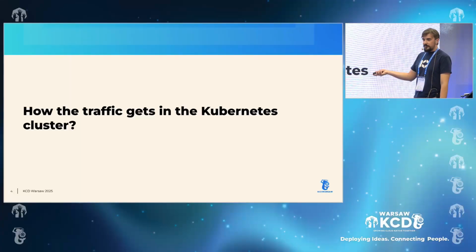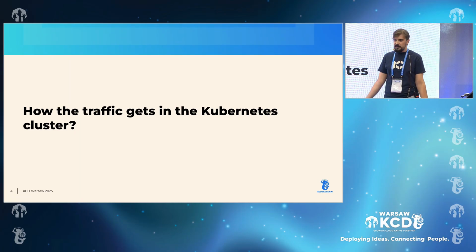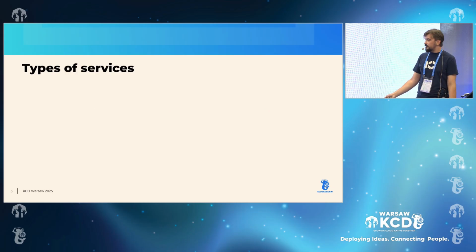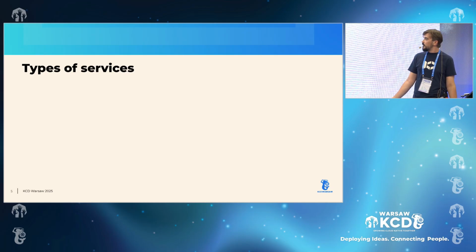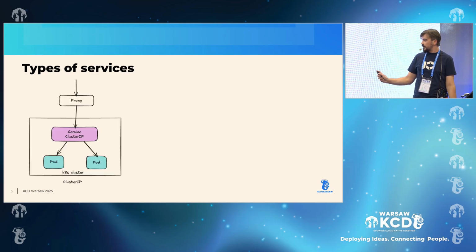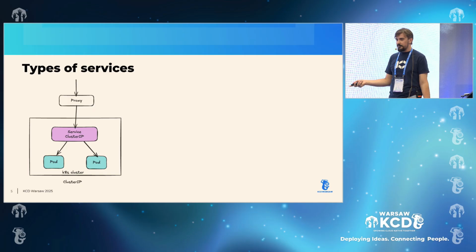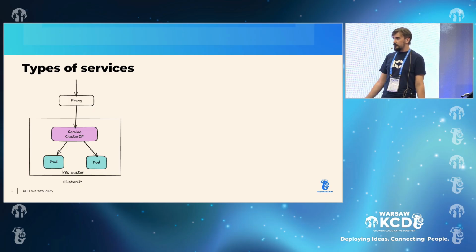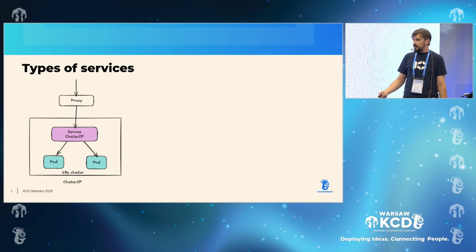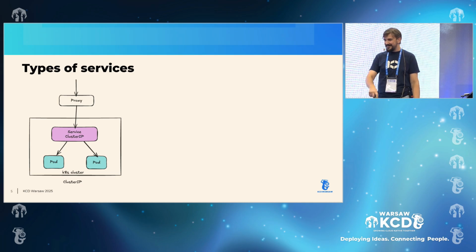So actually, let's start with some refreshment on how the traffic actually gets into the Kubernetes cluster. We have Service, right? A Service is used for exposing our application and getting traffic into it. The first type of service is the default one, ClusterIP. The traffic goes through the proxy, whether it's IPVS, iptables, or eBPF, whatever you use underneath. Of course, CNIs are there, but we're not going to include them in this talk.